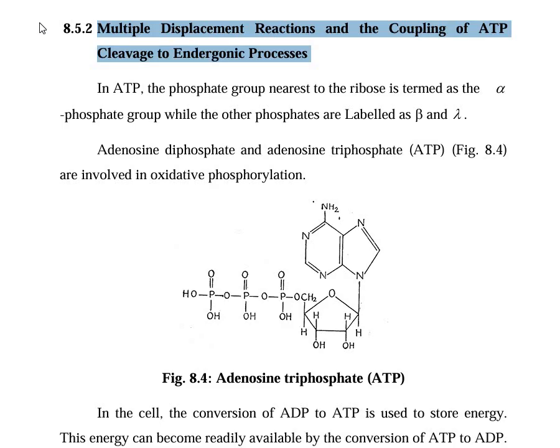ATP means adenosine triphosphate. The phosphate group nearest to the ribose is termed the alpha phosphate group, while the other phosphates are labeled beta and gamma. Adenosine diphosphate and adenosine triphosphate are involved in oxidative phosphorylation. So this is the ATP, adenosine triphosphate.